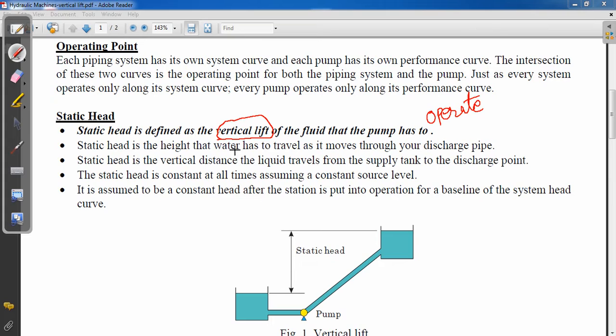Static head is the height the water has to travel as it moves through your discharge pipe, or the vertical distance the liquid travels from the supply tank to the discharge point. So here we define it from this level to this level. Another very important point is that static head is constant at all times, assuming a constant source level. Actually you are taking out water, so the level will decrease, but we assume the level is not changing, and this is the discharge point. Up to this level it has to be filled. So static head will remain constant throughout the operation. It is our assumption.